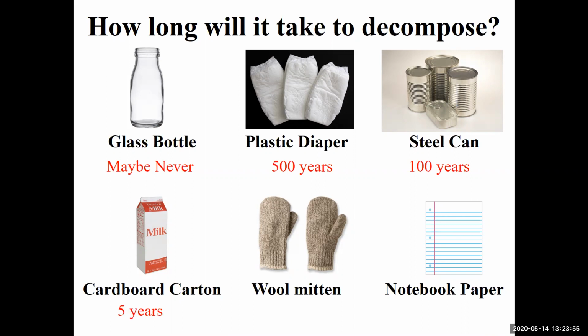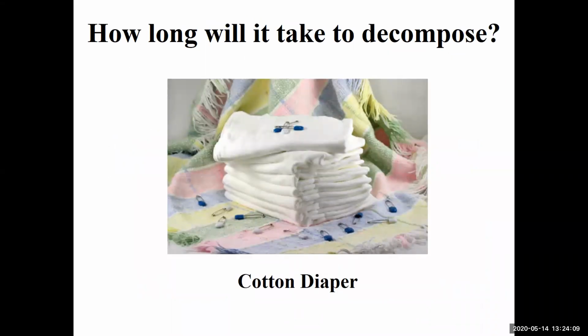The cardboard carton, 5 years. A wool mitten, 1 year to decompose. And the notebook paper may take about 3 months to decompose. All right, so remember, the hints I gave you was that items made of glass, plastics, and metals take a much, much longer time to break down in comparison to those items made from plants or animal materials.